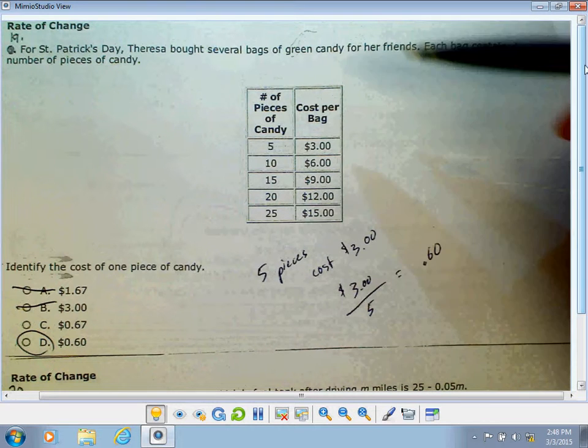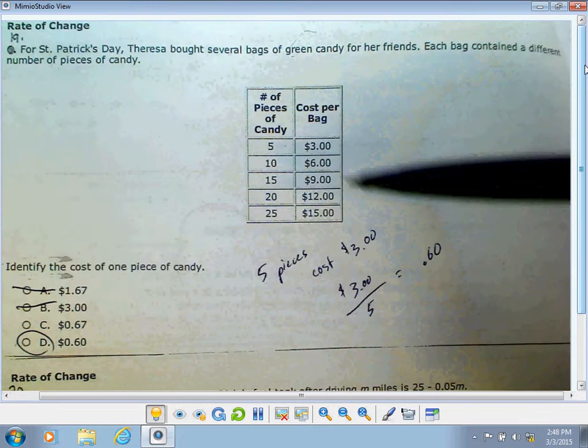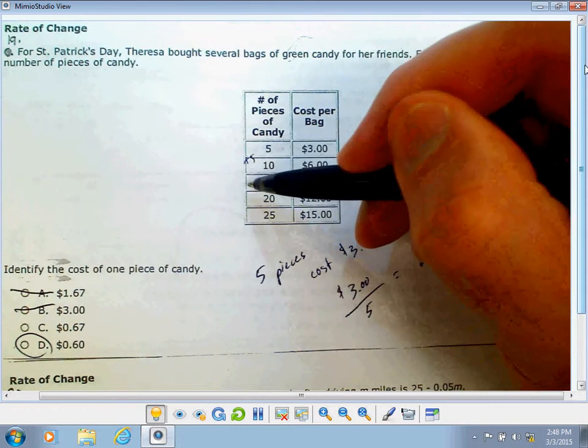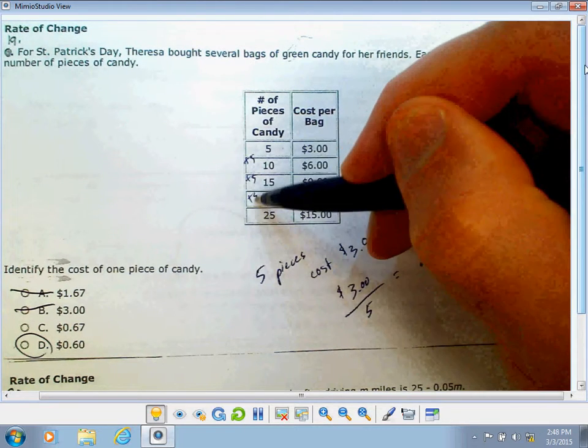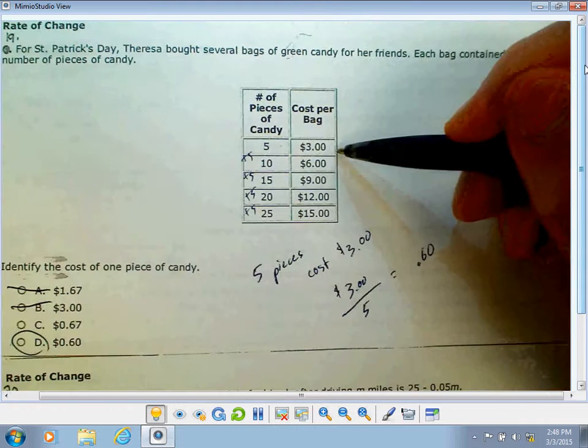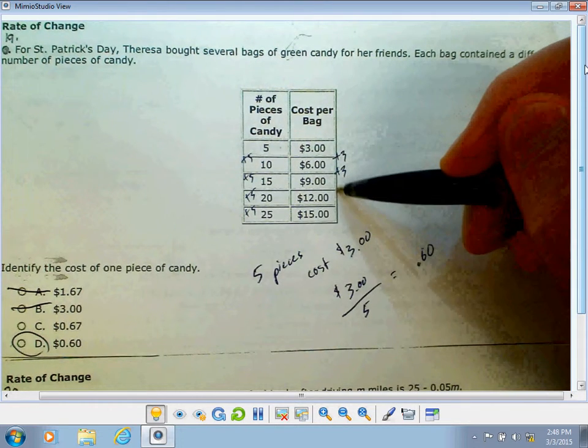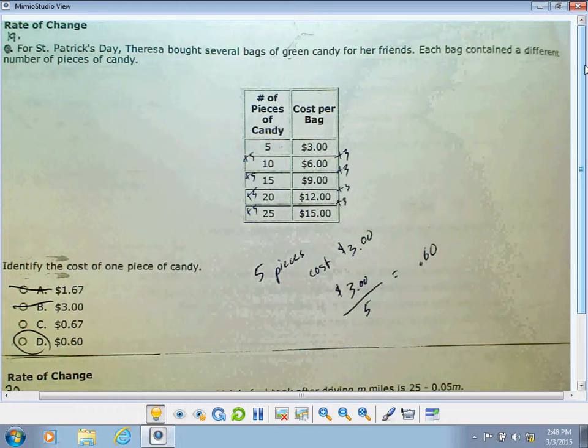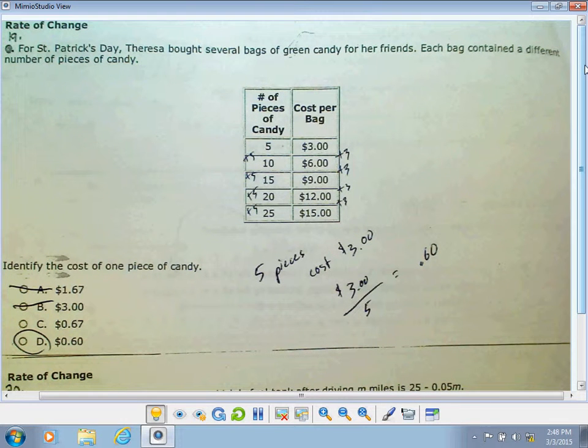See, the reason why this fits in the rate of change things, just so you know, is each one of these goes up by 5, and each one of these goes up by $3. That's a linear rate of change. That's a constant slope, is another way they would say it. But the question was a lot easier than that. It just wanted to know the cost of one piece of candy.